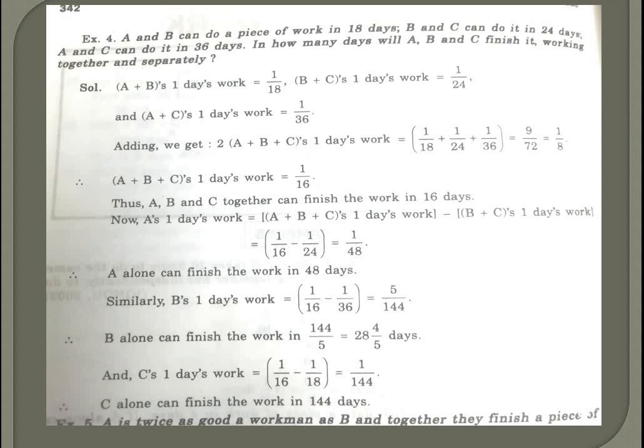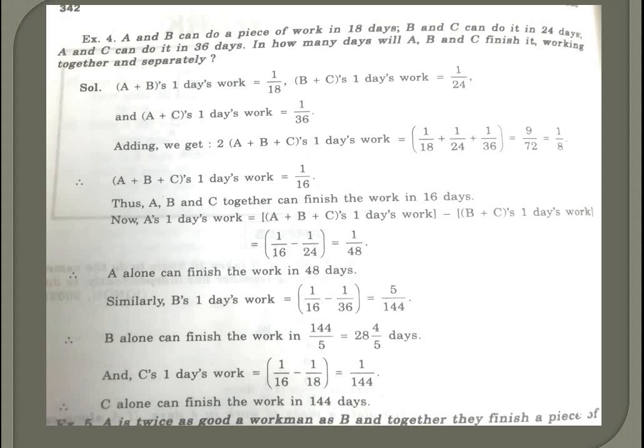So we have to find A plus B plus C's 1 day work, and similarly A's work, B's work and C's work. So first, with the given data, we are going to find A plus B plus C, that is the together work. For that, we have to add all the given items.